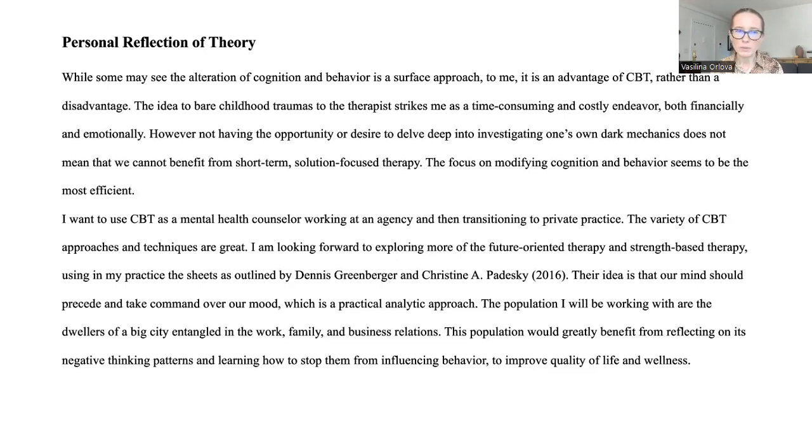So I'm hoping to delve deeper into CBT. I'm looking forward to reading the book by Dennis Greenberger and Christine Padesky, which is titled Mind Over Mood. I just began looking at it. I agree that our mind should precede and take command over our mood, which is a practical analytic approach. I expect that the population I will be working with is the dwellers of the big city. This population would greatly benefit from reflecting on its negative thinking patterns and learning how to stop some of these destructive behaviors that might not improve their overall situation, in order to just boost their quality of life, their wellness, and I'm looking forward to being useful, you know.